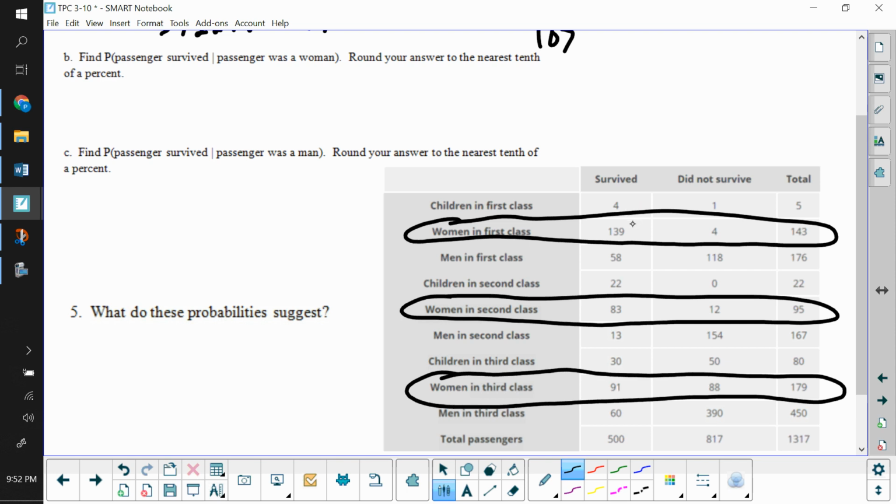We would have to add up our survivors, the 139, the 83, and the 91. If we added those up, we would have gotten 313, over our total, so we want to add up the 143, the 95, and the 179. If we add those up, we get 417. And if we divide that, move the decimal over 2 and round to the nearest tenth, we would get 75.1%.